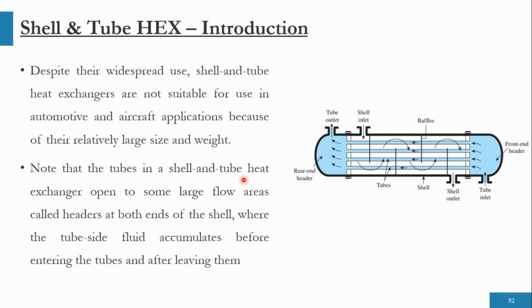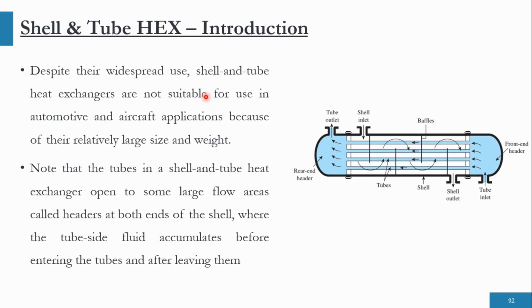First, I will go to this part that the tubes in shell and tube heat exchanger are open to the large flow areas which are called headers, and these headers are at both sides of the shell. It means that it is at the right side and it is at the left side as well. And the purpose of the header is to accumulate the tube side fluid before entering the tubes and after leaving. So this is for the accumulation purpose.